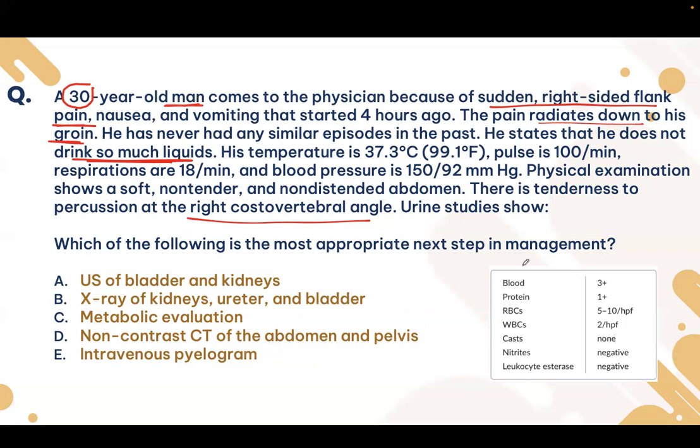Exactly, it's kidney stones. Now, what's the most appropriate next step in the management whenever we have a patient with kidney stones? It's going to be a non-contrast CT of the abdomen and pelvis. Why is this the answer? I'll explain it to you in a bit and then go back to rule out the other answers.